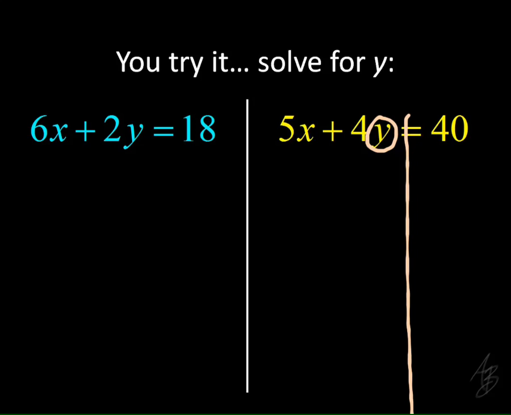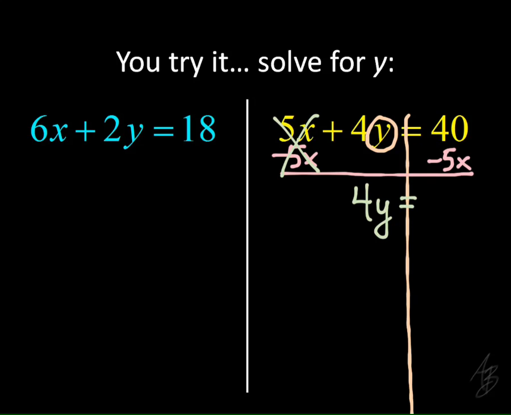Okay, good. So we want to get the y by itself. We'll start that process by subtracting 5x from both sides. So we'll do minus 5x here, and minus 5x here. And when I do that, Shay, the 5x's cancel, right? So what's left on the left side? And on the right side?